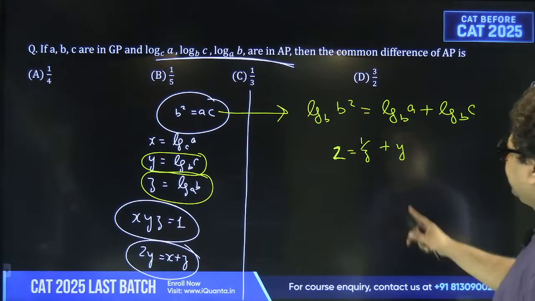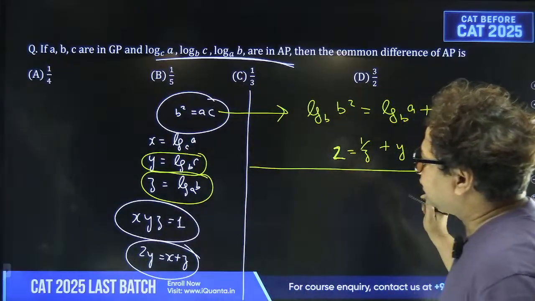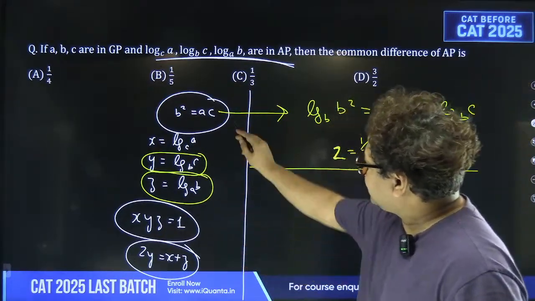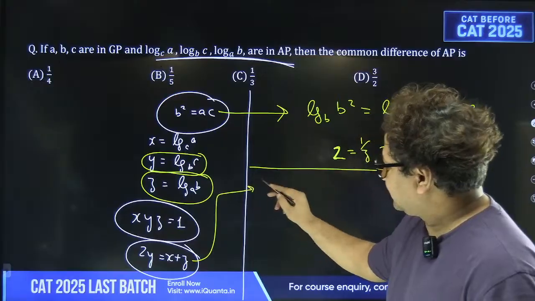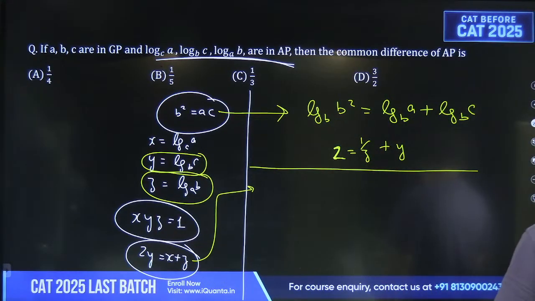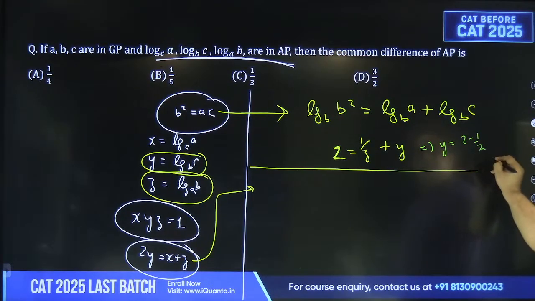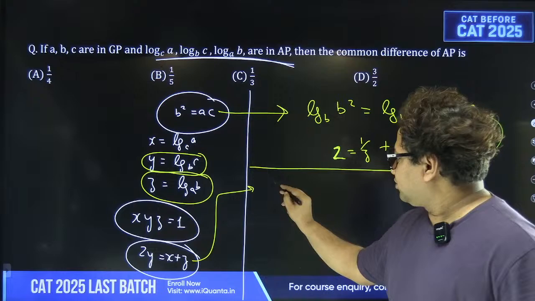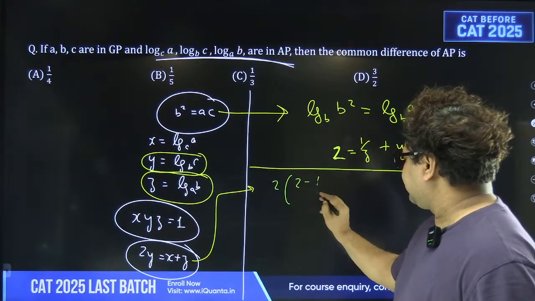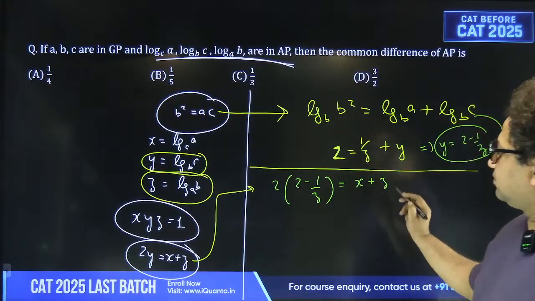All right, chalo, ye ho gaya. Now, having said this, what else do we know? इसको use कर लिया अपने first वाले को. Let's use the second one. Okay, the second equation, where 2y is given as x plus z. So from here I can write y as 2 minus 1 by z, and I'll put this value in this. So 2 times 2 minus 1 by z is equal to x plus z.